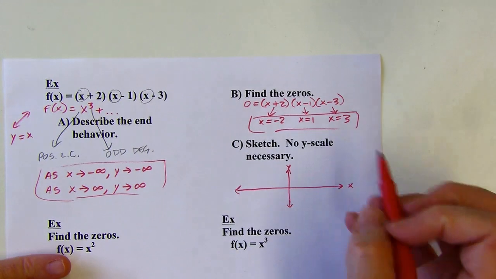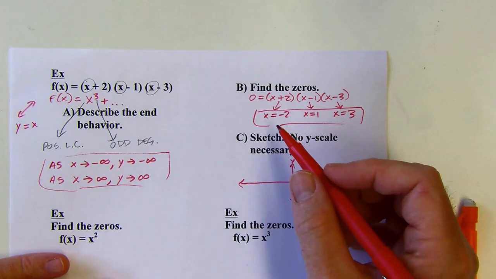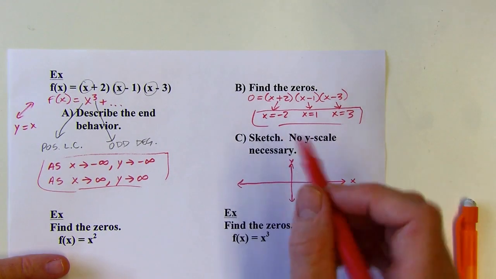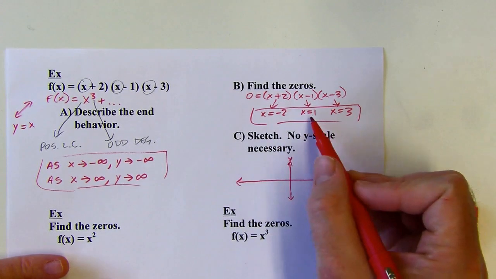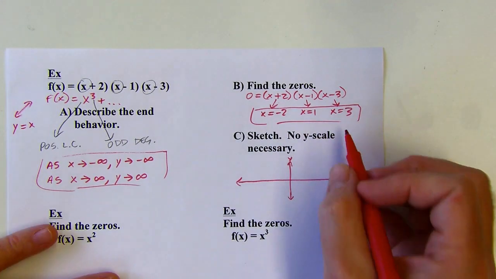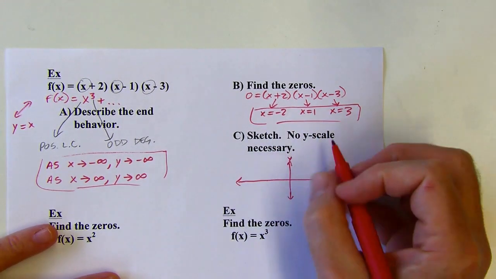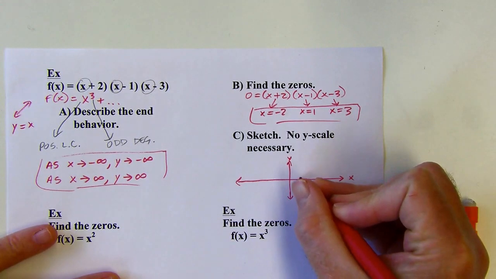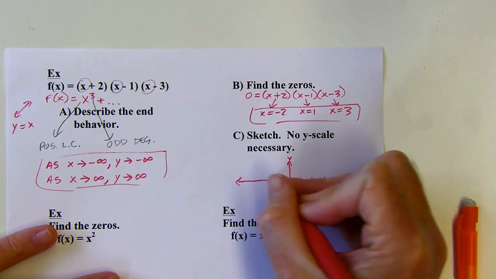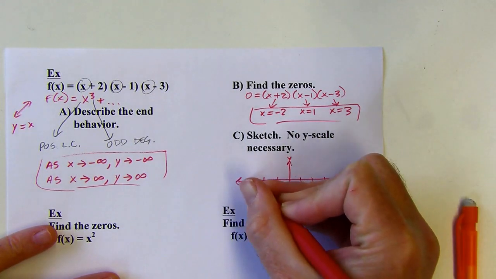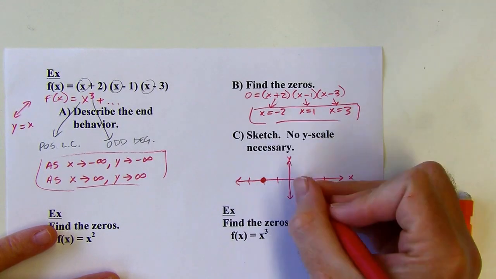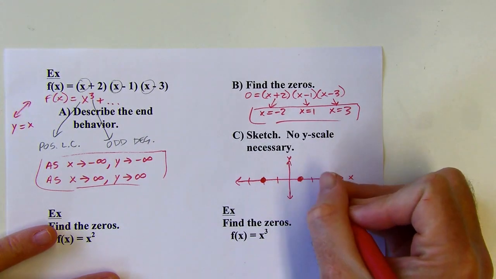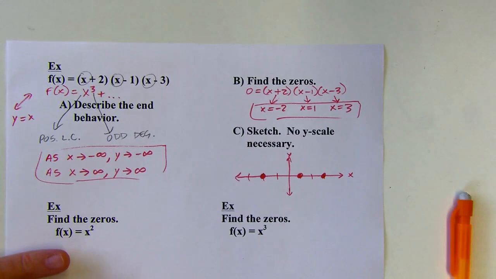So what I want to do is the zeros are the x-intercepts. So that's going to be where my graph crosses the x-axis, okay? So I want to make sure I plot those points. If I go 3 units in each direction on the x-axis, then I've got plenty of space here, okay? So I'm going to plot those points, -2, +1, +3, okay? So that's where those are going to cross.